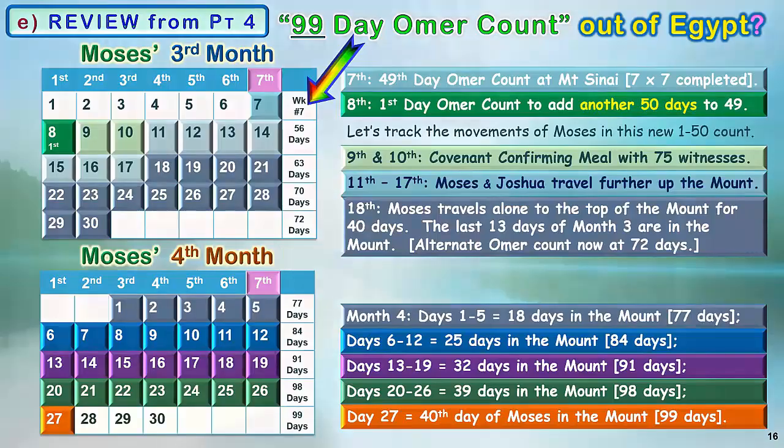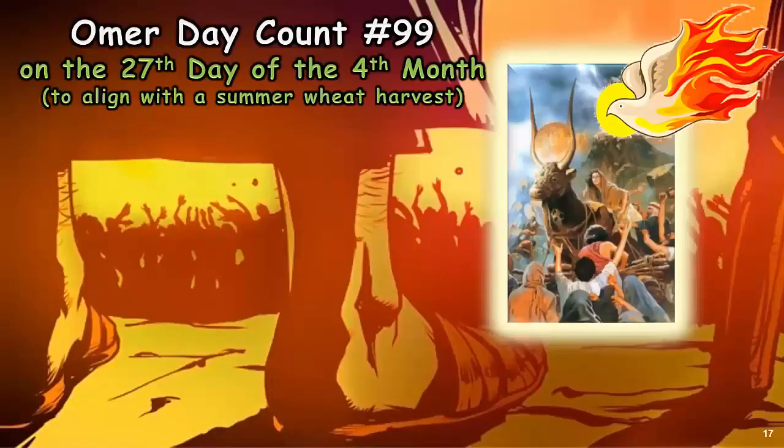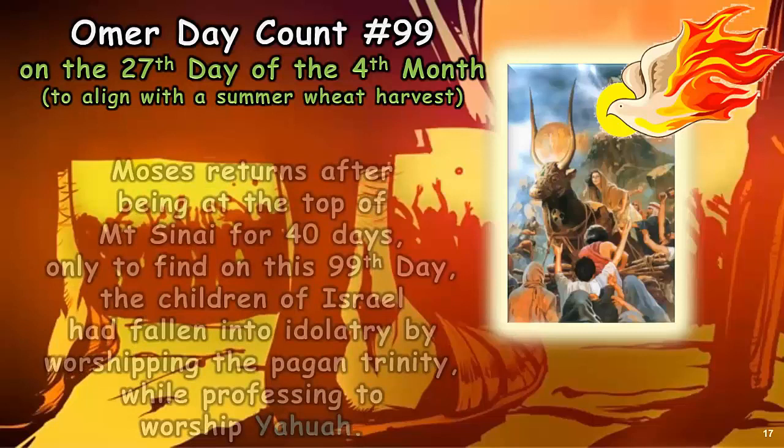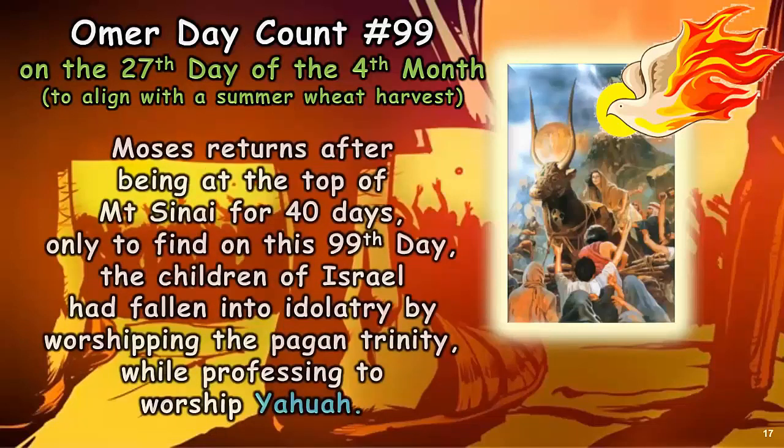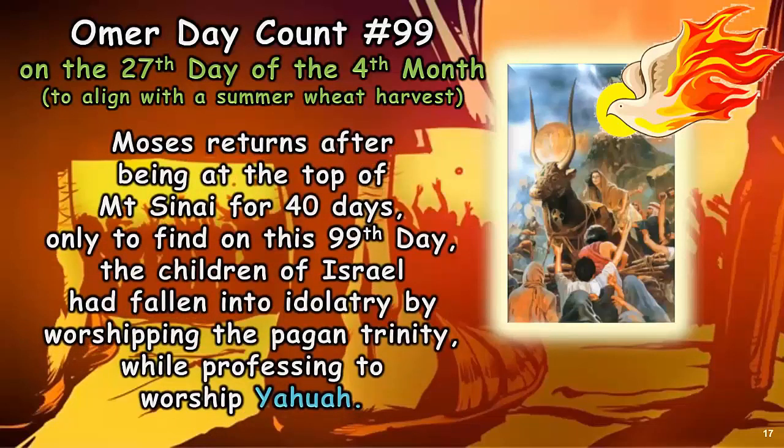The Omer day count number 99 on the 27th day of the 4th month to align with a summer wheat harvest. Moshe returns after being at the top of Mount Sinai for 40 days. What does he find on this 99th day? The children of Yisrael had fallen into idolatry by worshiping the pagan Trinity while professing to worship Yahuwah. This is what Moshe found when he came back down the mountain.